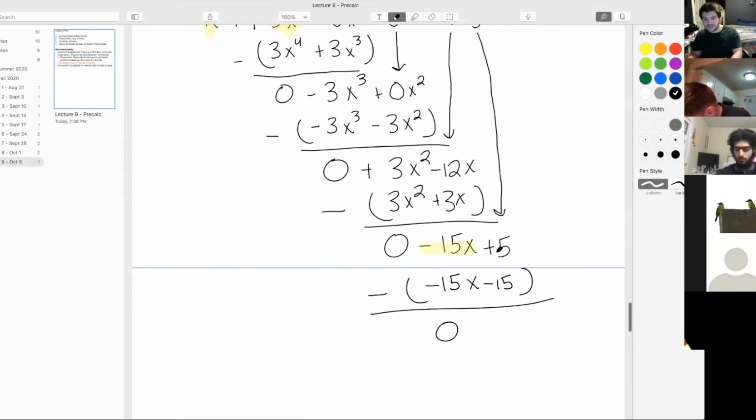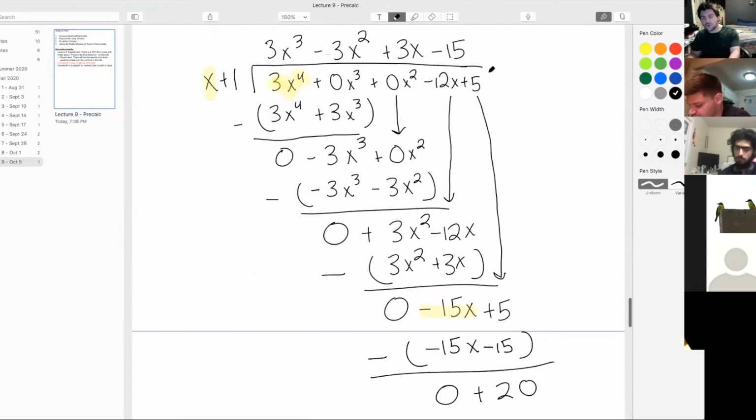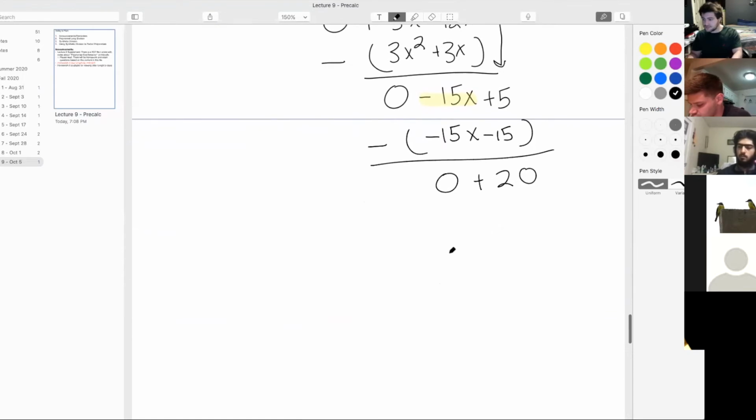So you get 0, and you have 5 minus negative 15. You have a double negative, so it's 5 plus 15, which is 20. We have nothing else to bring down from up here, so we're finished. Okay, here's your answer.